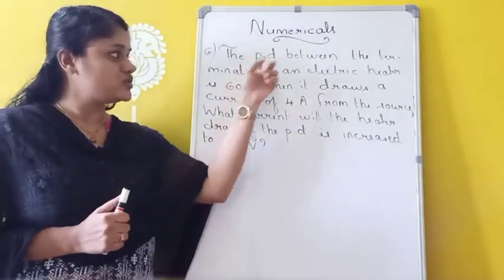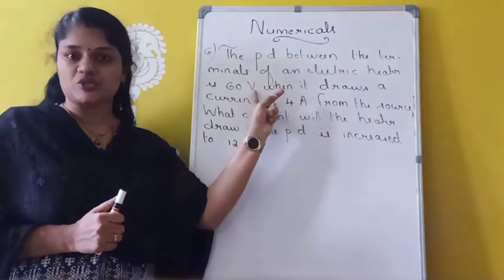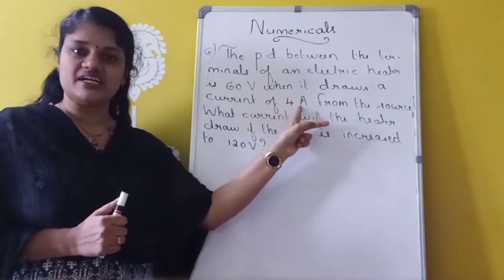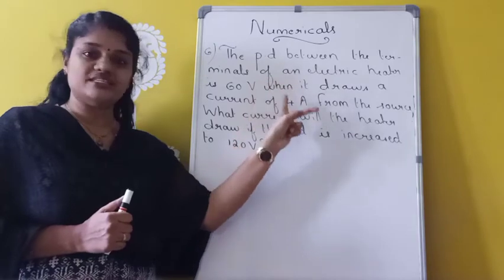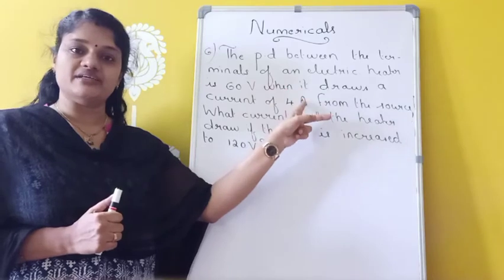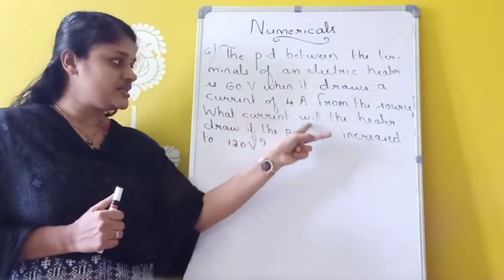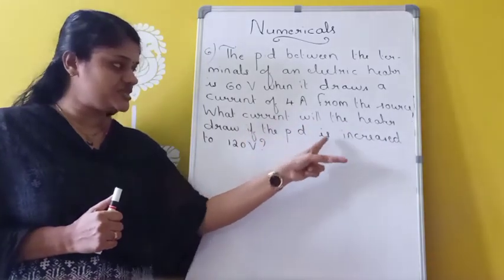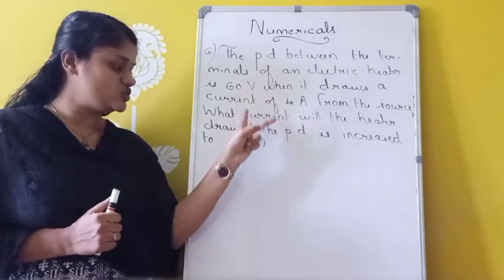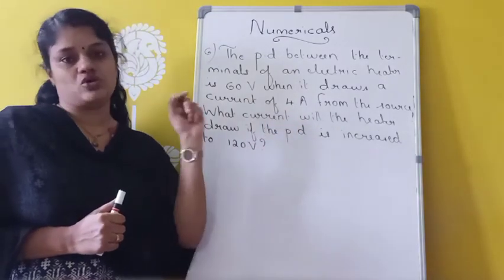Sixth problem. The potential difference between the terminals of an electric heater is 60 volt. So potential difference is given as 60 volt. When it draws a current of 4 ampere, so current is given as 4 ampere. So resistance is not given here. Potential difference is given, current is given, and using these two data, what can we find out? We can find resistance. Then they are asking what current will the heater draw if the potential difference is increased to 120 volt. Suppose potential difference is increasing from 60 volt to 120 volt. At that time, what current will this heater draw? That we have to find out.